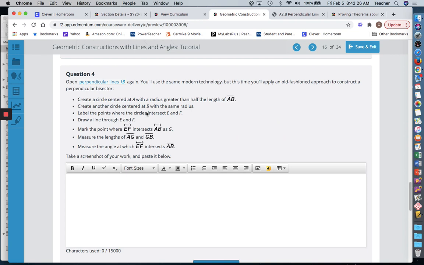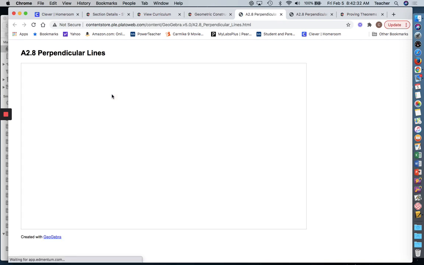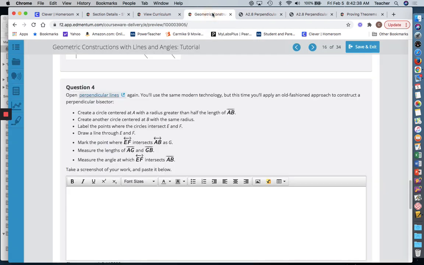All right, question 4. Okay, so looks like we're going to open up another GeoGebra, brand new GeoGebra. Okay, it's the same one we've been working with, just the original. All right, you will see efficient approach. All right, so now we've got these little bullet points that we have to do. So I'm going to assume that we are going to do it in a different way than what I just did.